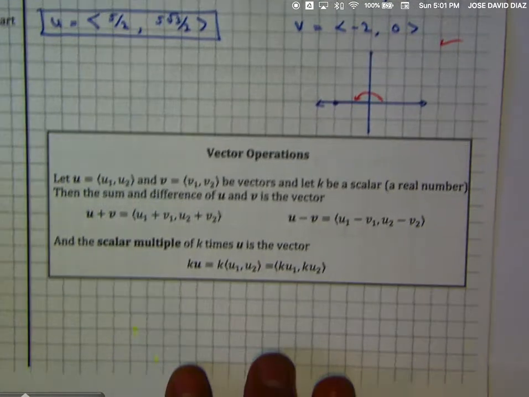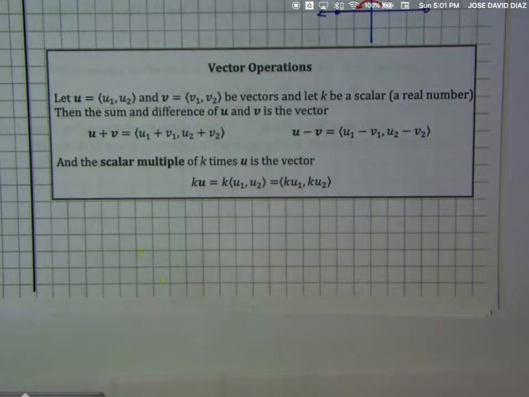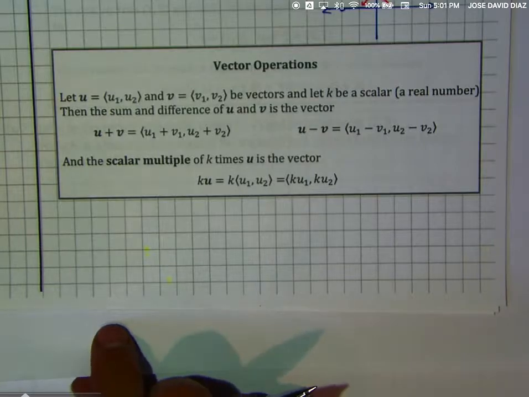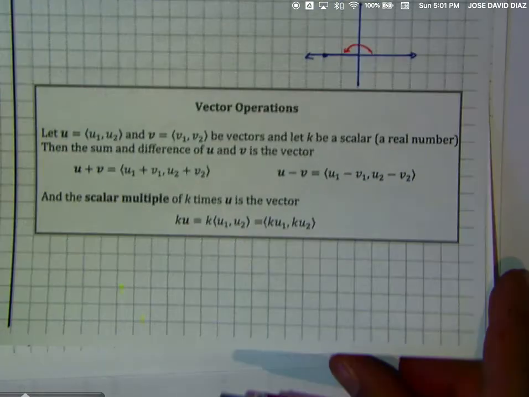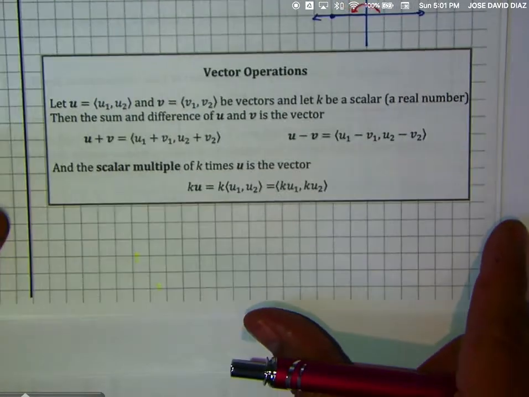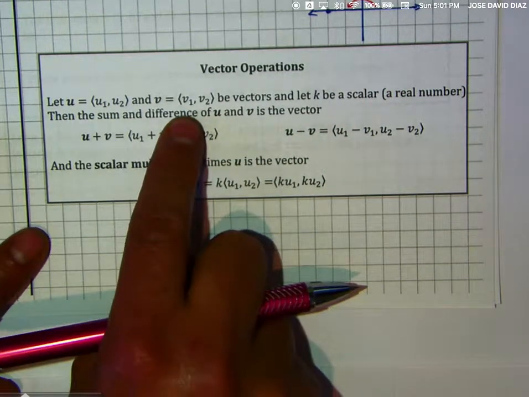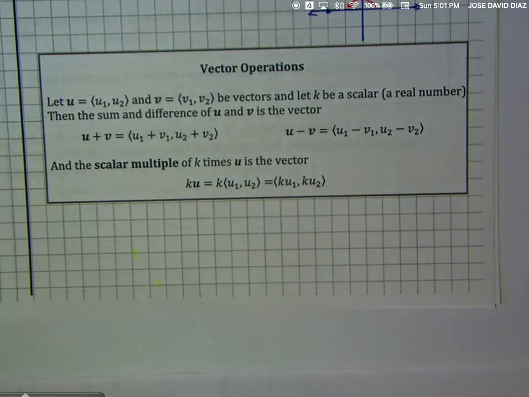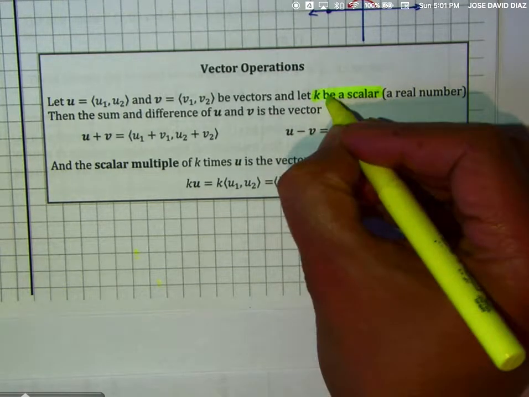Go ahead and paste your next cutout, or take the time to copy it down, and then we'll start once you're ready. So in this case, for this cutout, it says vector operations. If you have two vectors, u and v are going to be vectors, and k is just a number. It's what we call a scalar. So it's just a real number.